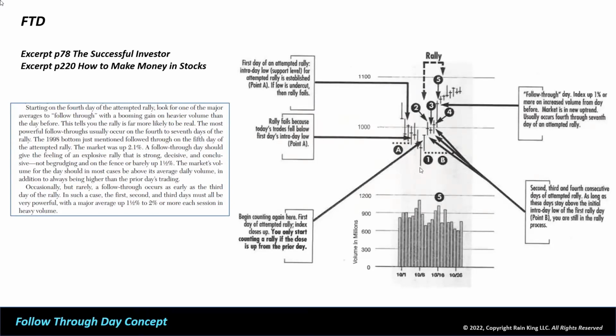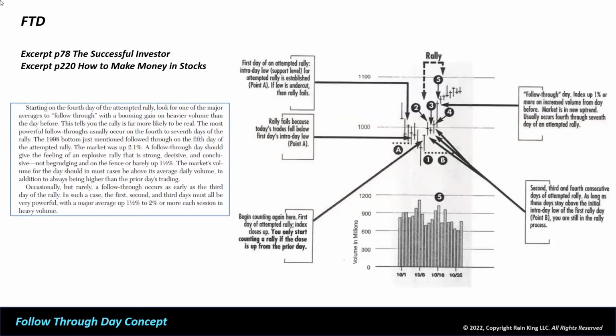Then we get another new low, and then we get this day right here. We begin counting again here. First day of the rally attempt. Index closes up. We only start counting a rally if the close is up from the prior day. So this number 1 is showing this day here has a close higher than this day. So that's day 1 of the rally attempt. You can see that we have day 2, the index is up. Second day, it's down a little bit. Third day, it's an inside day. You can see day 4 is slightly higher. And the note is the second, third, and fourth consecutive days of the rally attempt.